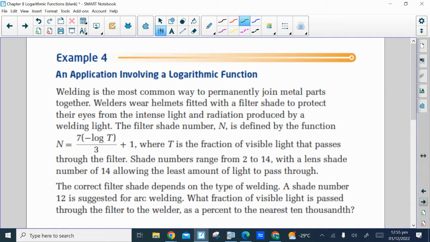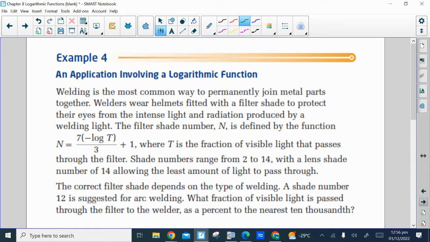Welding is the most common way to permanently join metal parts together. Welders wear helmets fitted with a filter shade to protect their eyes from the intense light and radiation produced by a welding light. The filter shade number N is defined by that function, where T is the fraction of visible light that passes through the filter. Shade numbers range, so that's N, from 2 to 14, with a lens shade number 14 allowing the least amount of light to pass through. The correct filter shade depends on the type of welding. A shade number 12 is suggested for arc welding.